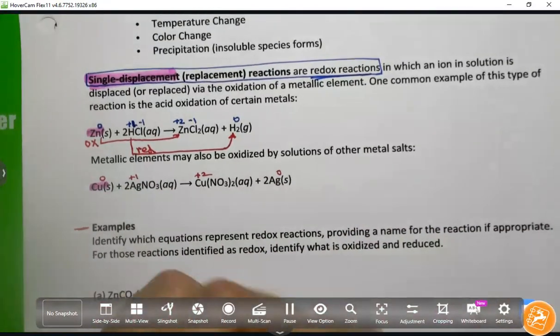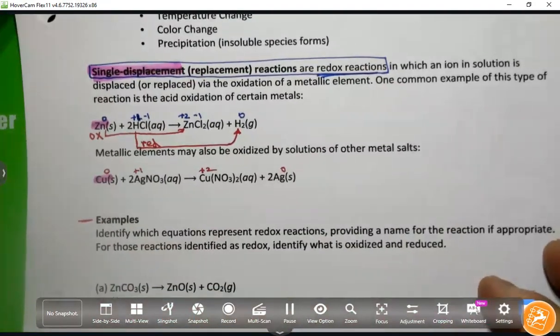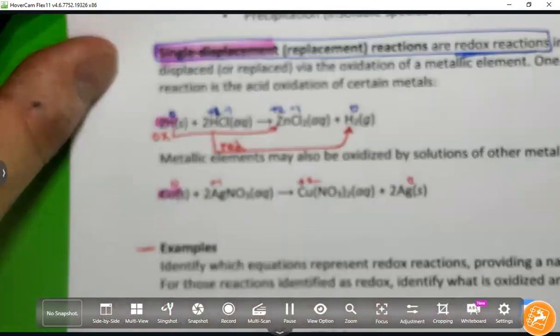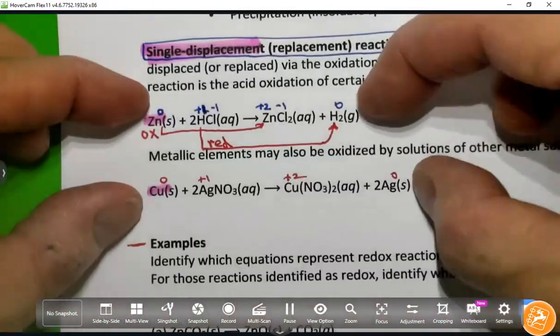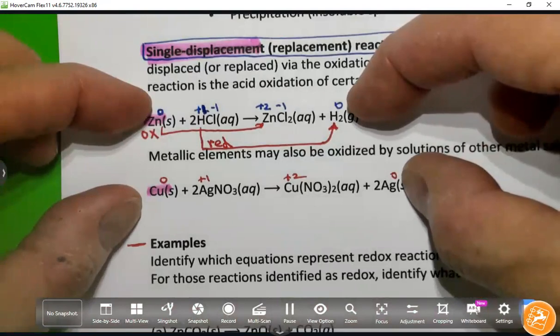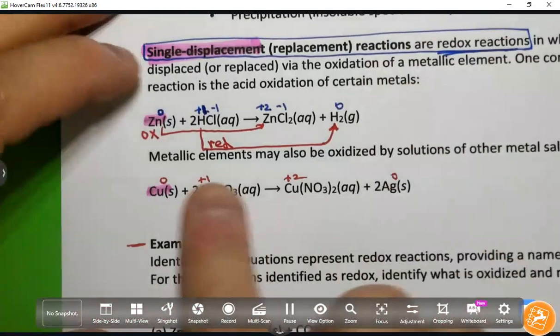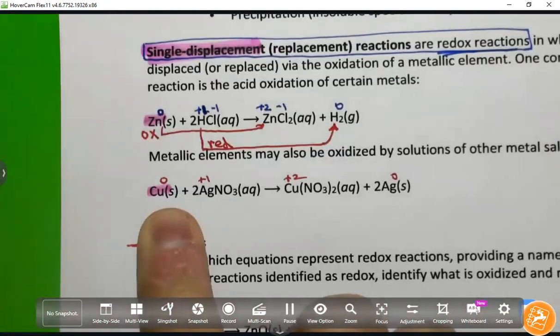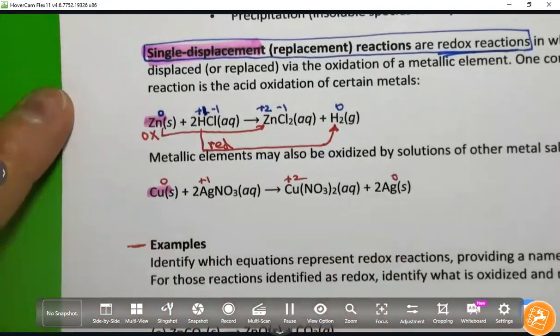So these single replacements are always oxidation reduction. Always, always, always something is changing oxidation state from one side to the other, because a single element by itself does not have a charge. So you've got a chunk of zinc, you've got copper wire, no charge.